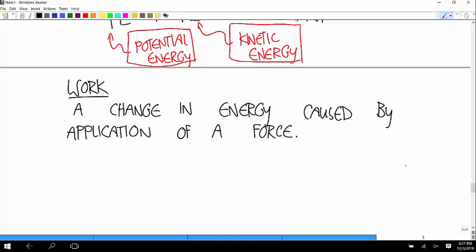Okay, so like right now, I'll explain this a little more as we go, but when I lift this up, I'm increasing its energy. And I'm doing it by applying a force to it. So I'm doing work on this thing when I lift it up. Or also, if I smash it against the wall, I'm increasing its energy by making it go faster by applying a force to it.